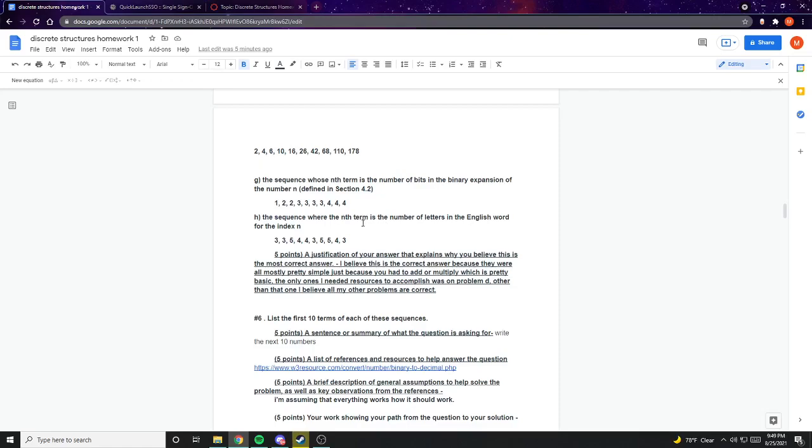The sequence where the nth term is the number of letters in the English word for the index n. I was really tripped up with this one, but I think one of the sources that I used helped. Whenever it said letters in the English word, I just misread it as words, so I was like, what? And then I saw it's saying 1 has three letters, 2 has 3 letters, and then 3 has 5, and after I saw that, it was just really easy.